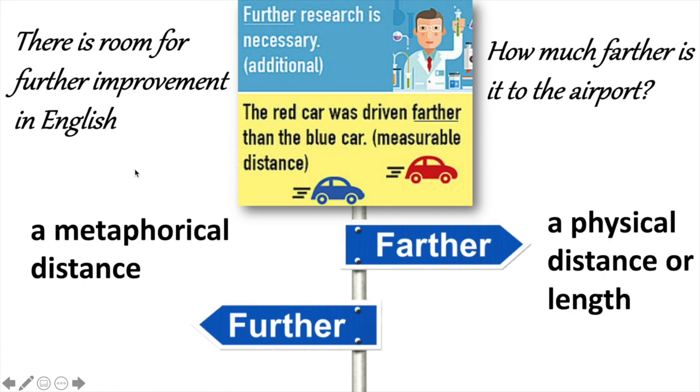Okay, here we have the explanation. Further, a metaphorical distance. There is room for further improvement in English, for example. Or further research is necessary. Additional, further, more. Now, how much farther is it to the airport? Farther is a physical distance or length. For example, the red car was driven farther than the blue car. It is a measurable distance. Is that clear?